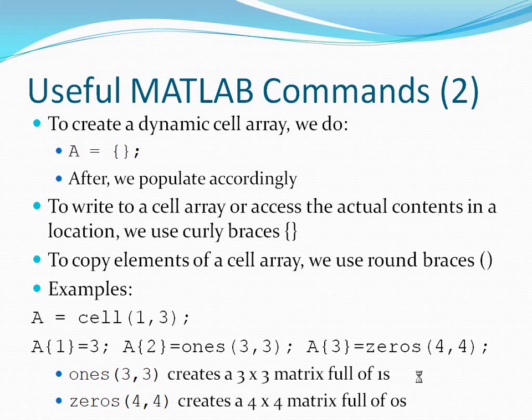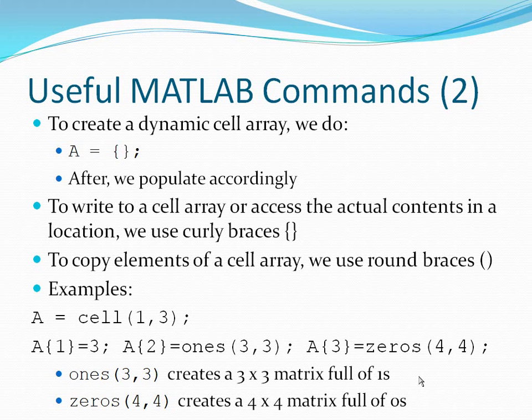So to write to a cell array, or access the contents in a location, you use curly braces. To copy elements of a cell array, you use round braces. So if you want to actually store an element inside a location of a cell array, you use curly braces. If you want to copy cell array elements over, you use round braces.